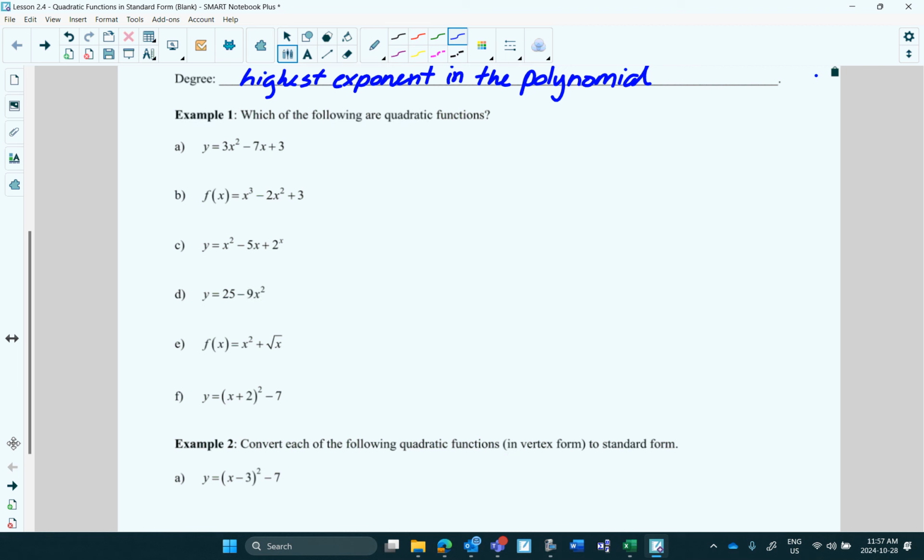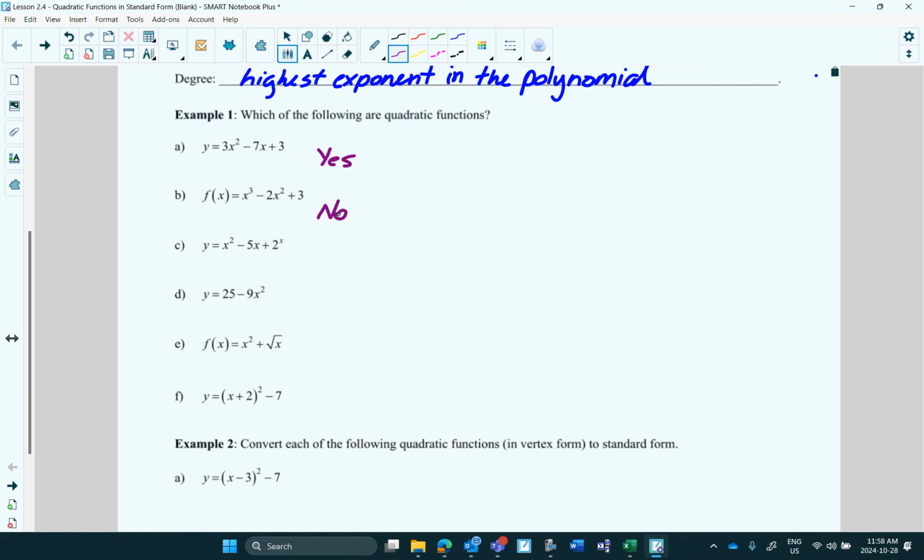So, of these 6, which are quadratic, which are not? How about the first one? Yeah, it's got x squared as the highest exponent that you see. It's got an x, it's got a number. How about the next one? No, because the highest exponent is 3.